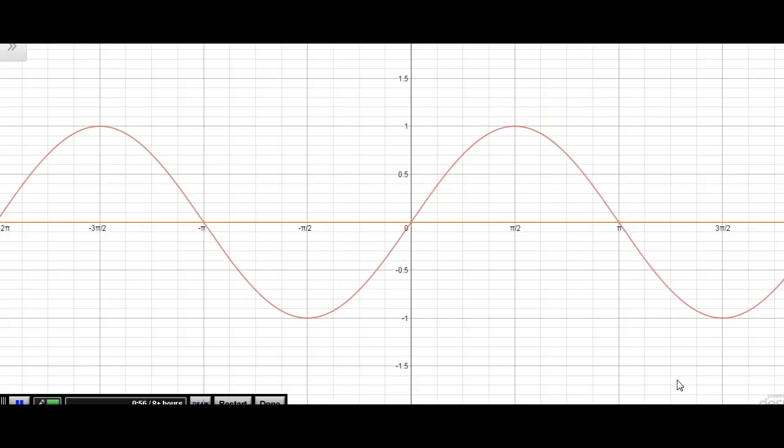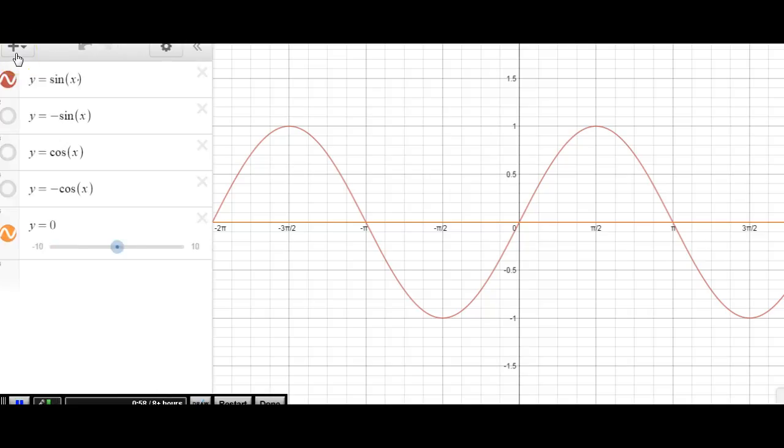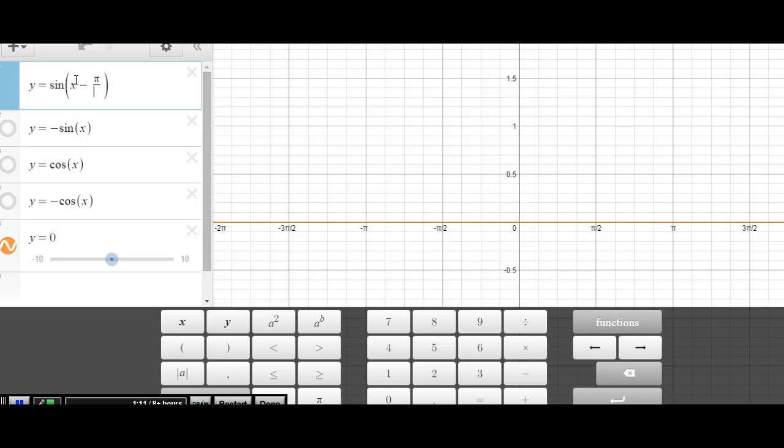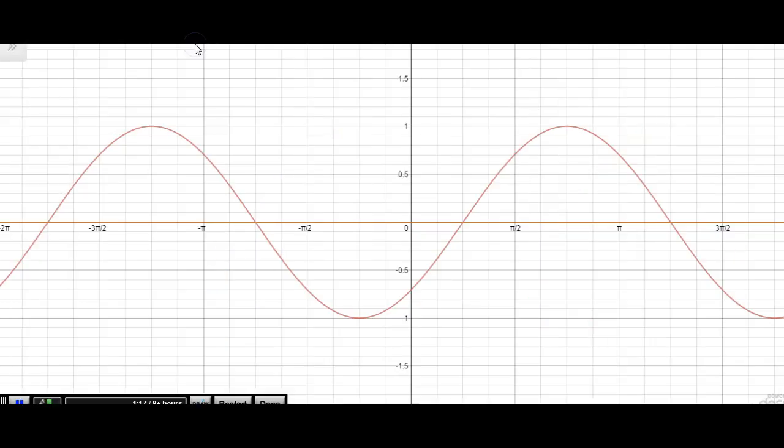If this curve gets shifted, so for example, if I type in this, I can't actually type anything in. Okay, so what did the minus pi over 4 do? Right pi over 4? It took it right pi over 4. So here's the deal.